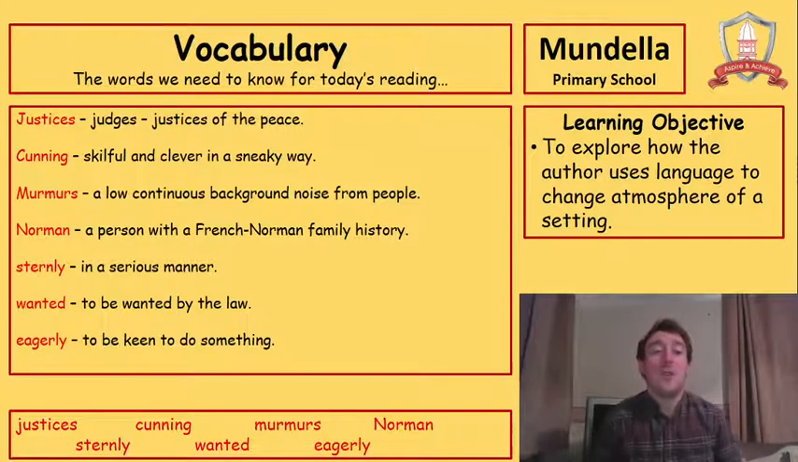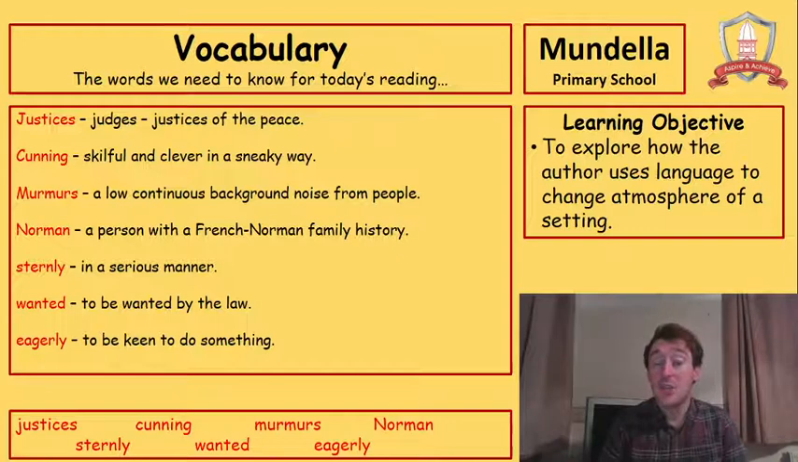Let's have a look. We've got the word justices. Now, a justice is like a judge. They're called justices because they're supposed to keep justice and law and order in the shire or the town or the village. So they're justices of the peace, people who uphold the rule of law. The next word is cunning, and cunning means skillful and clever, but in a sneaky way. Very cunning plan by Gisborne.